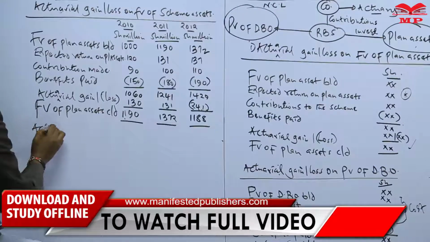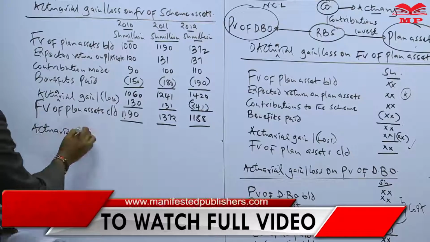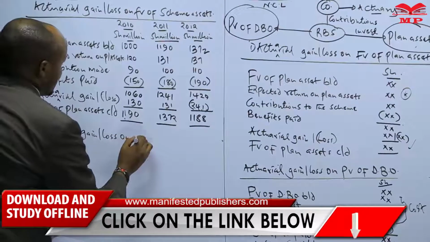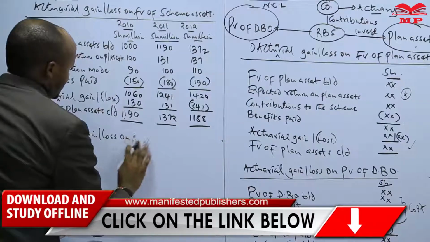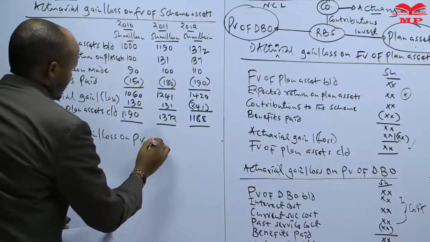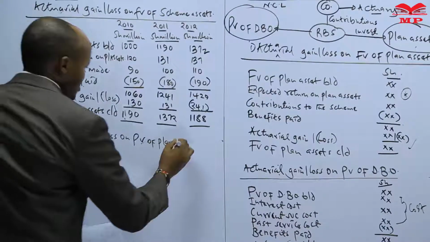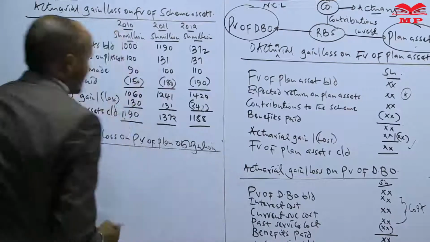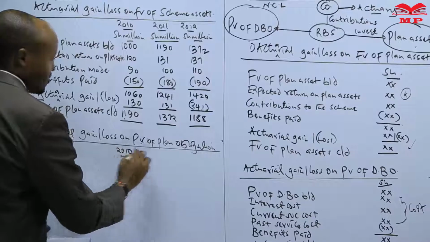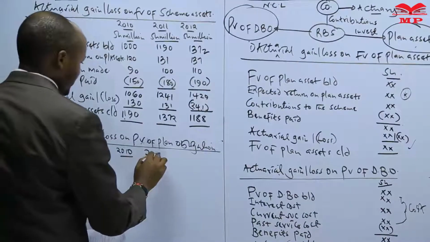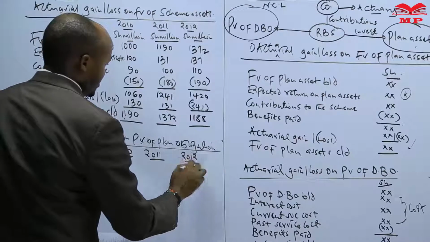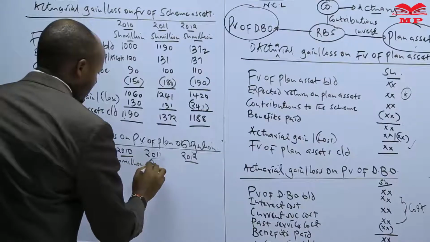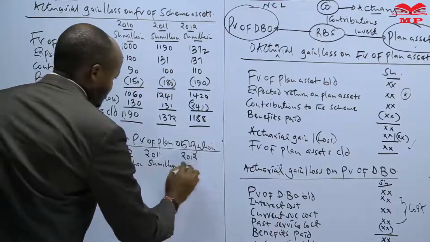Then let's proceed and we compute the actuarial gain or loss on the fair value, that is the present value of a plan obligation. Now, still in terms of how we compute these, having the format here is very simple. So we need to have 3 years there, and also we are given our figures in millions of shillings.